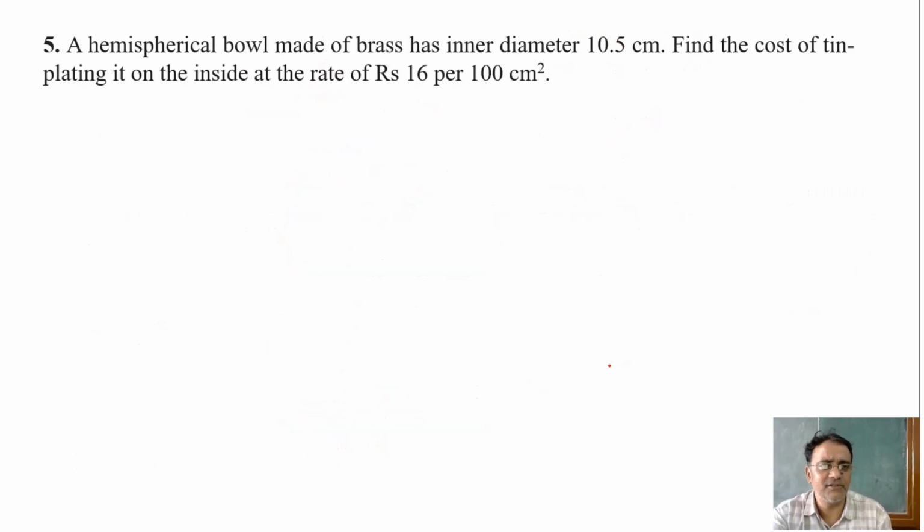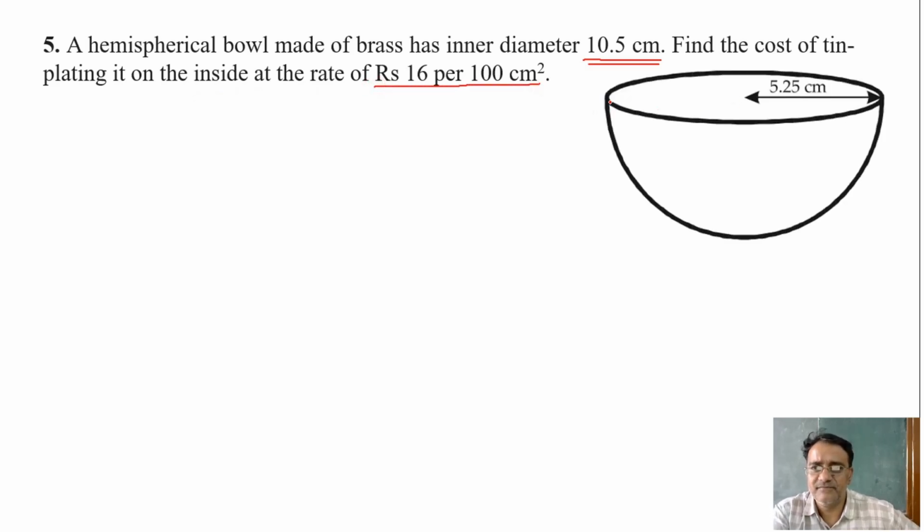So now we are moving towards question number 5. The hemispherical bowl made of brass has inner diameter 10.5 centimeter. Find the cost of tin plating on the inside at the rate of rupees 16 per centimeter square. See this figure. Here we have to apply it only on the inner part. Only inner part. That means we have to find curved surface area. Curved surface area of hemisphere. What is the curved surface area of hemisphere? 2 pi r square. Very good.